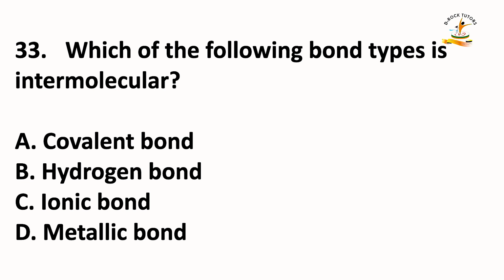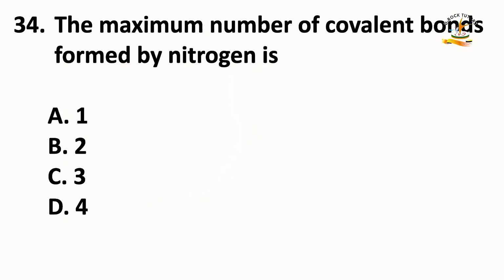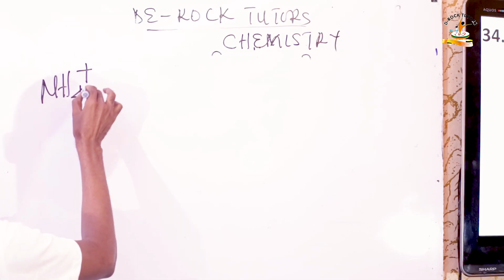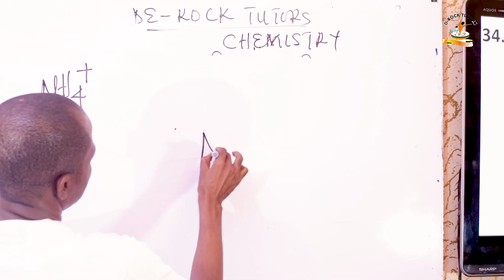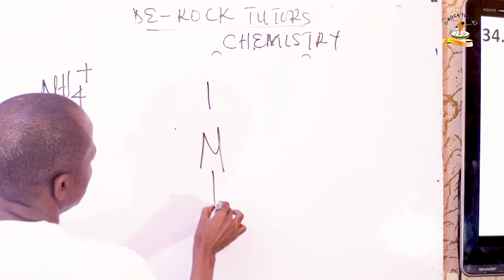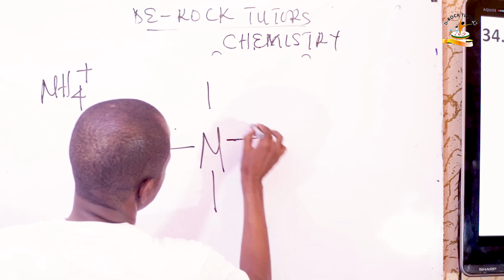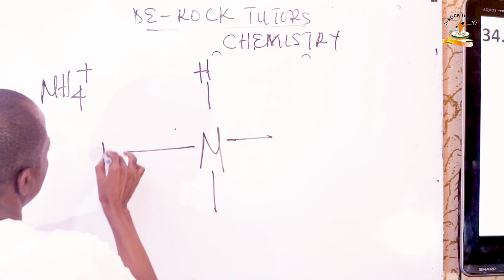Number 33 is B. Number 34, the maximum number of covalent bonds formed by nitrogen is dash. Nitrogen forms a maximum number of four covalent bonds. That is even evident in an ammonium ion. Let's take a look at the board and see. If you look at an ammonium ion, you can see this is one, this is two, this is three, this is four. So you can see.